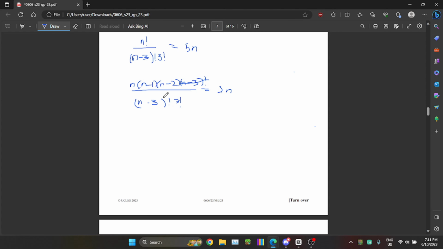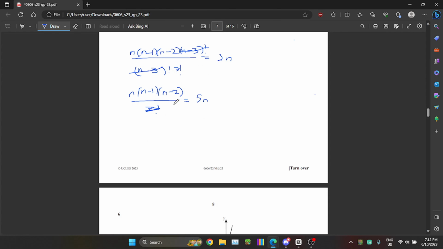Now you cancel the tops, right? So now we have n minus 1, n minus 2 over 3 permutation, this equals 5n. So 3 permutation, this equals 6 actually. We can bring it over so that n minus 1, n minus 2 equals 6 times 5, that's 30n. So before I expand this, you see both sides have an n, so I can cancel that out.